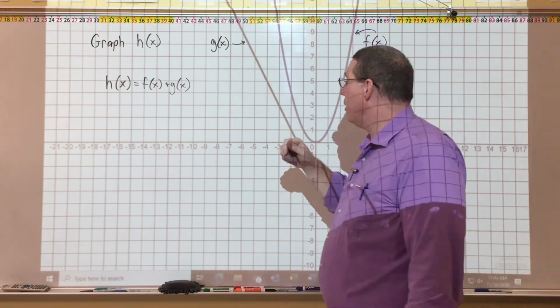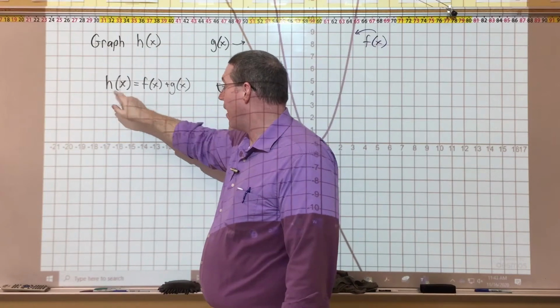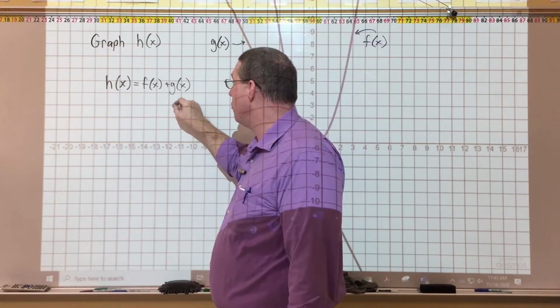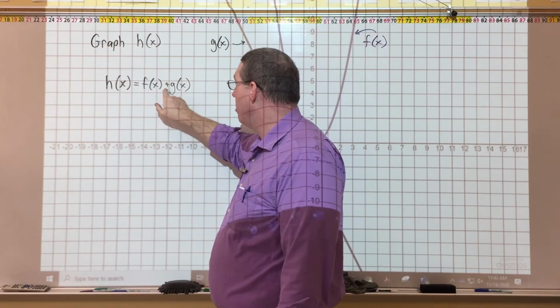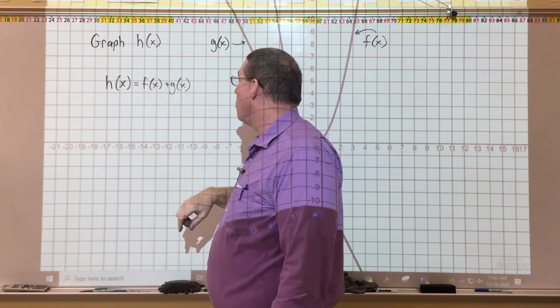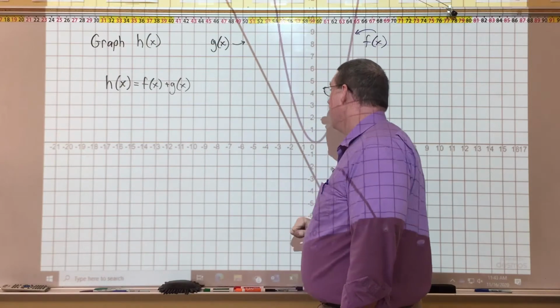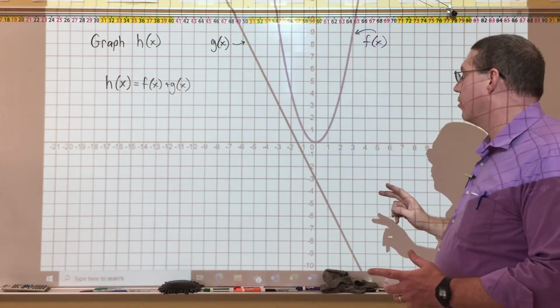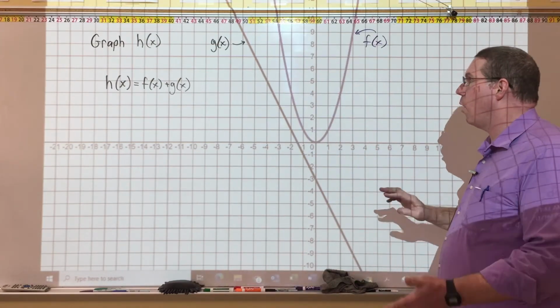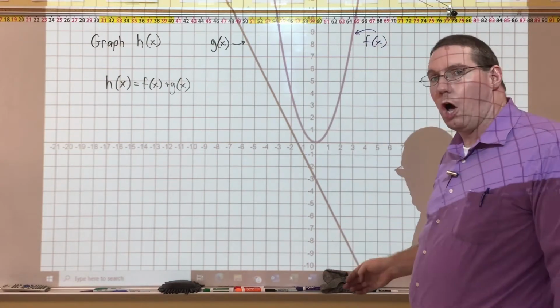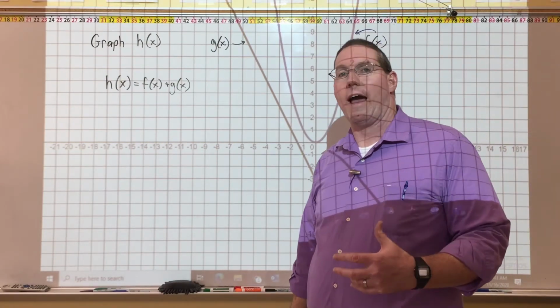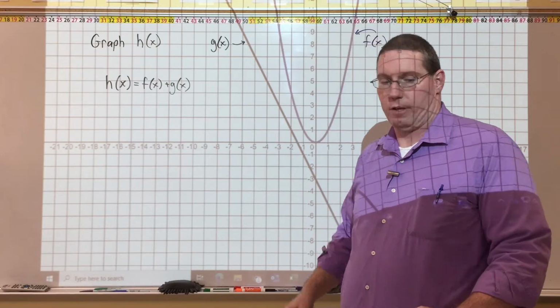And what we're told is that a third function, h of x, is the sum of these two functions, f of x plus g of x. And what we're being told to do is to graph h of x, okay? Now, we're going to be very limited here because some of these values might wind up going too high or too low, so we're only going to graph what we are capable of graphing, okay?